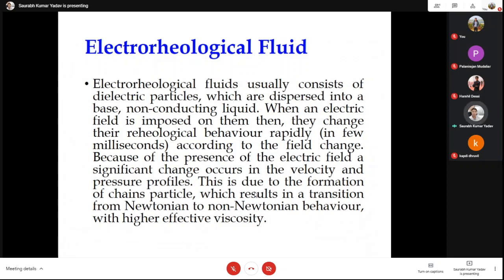If you have seen a shock absorber, it absorbs the vibration. By changing the viscosity, we can change the magnitude of damping. Similarly, if we apply an electrical field, we change the rheological behavior with respect to the electrical field. Because of the presence of the electrical field, a significant change occurs in the viscosity and pressure. This is due to the formation of chains of particles, which results in a transition from Newtonian to non-Newtonian behavior with higher effective viscosity.